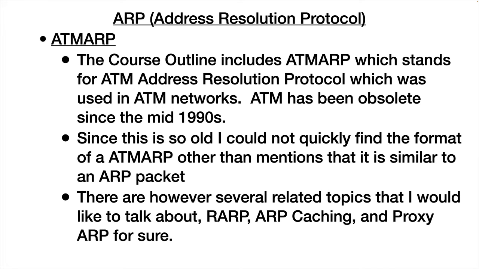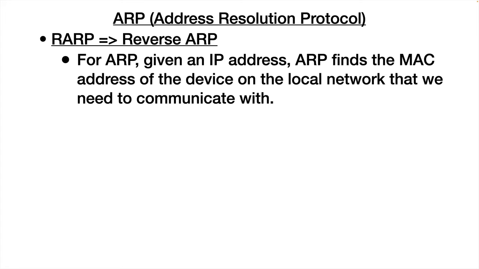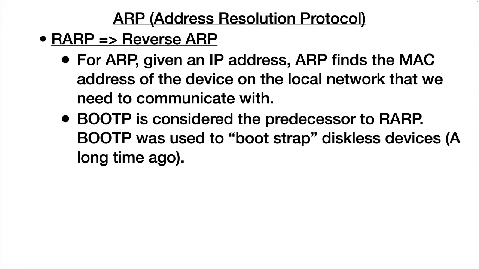However, there were some topics that were not listed specifically in the course topic list that I would like to talk about. Those are reverse ARP, ARP caching, and proxy ARP. RARP stands for reverse ARP. Like I said, in the case of ARP, we have an IP address and we want to know the MAC address. Well, this is the reverse. We have a MAC address and we want to find the IP address of the device.